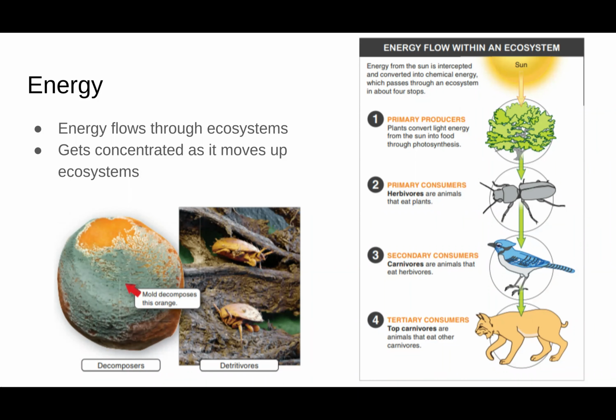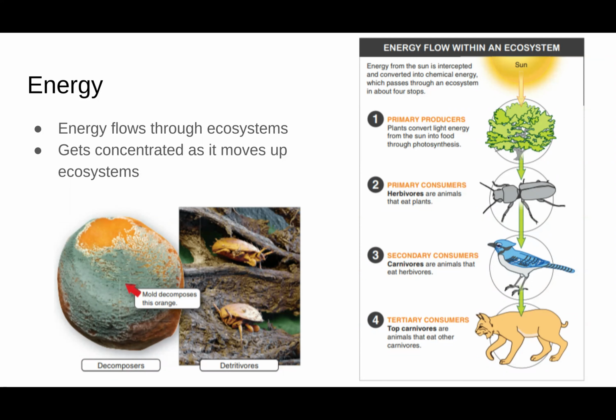And energy, essentially, we talk about it flowing through ecosystems. We start off with essentially limitless energy from the sun. And this energy from the sun is captured by our primary producers, so our plants and our bacteria and our algae and stuff like that. And through the process of photosynthesis, it is converted into sugars, right? That's how photosynthesis works.